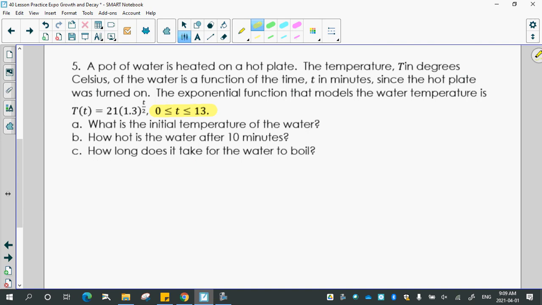So it started at 0. Why do they only want you to go to 13?